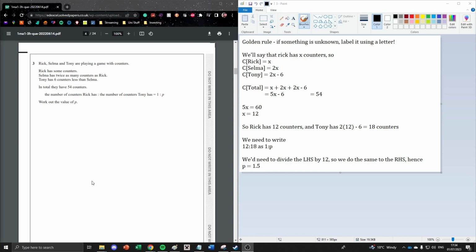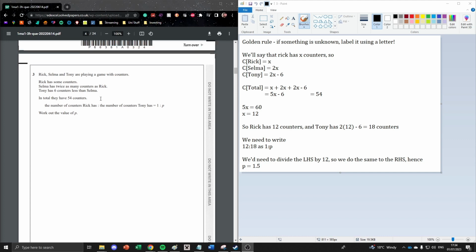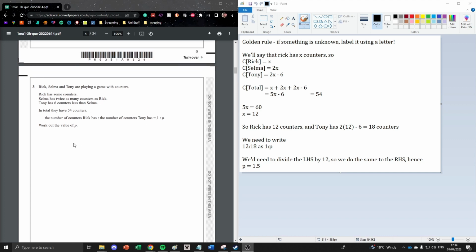Question 3 is a mix of an algebraic word problem and also a question about ratios. So we're told that Rick, Selma, and Tony are playing a game with counters. Rick has some counters, Selma has twice as many counters as Rick, and Tony has 6 counters less than Selma. We're then told that in total they have 54 counters, and that the number of counters that Rick has to the number of counters that Tony has as a ratio is equal to 1 to p, and we're asked to work out the value of p.